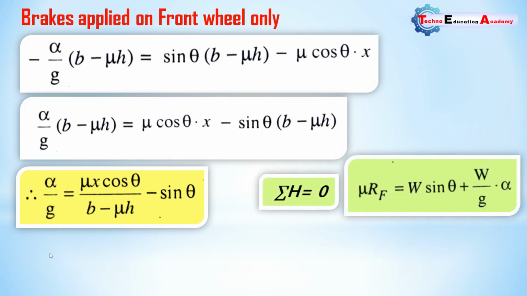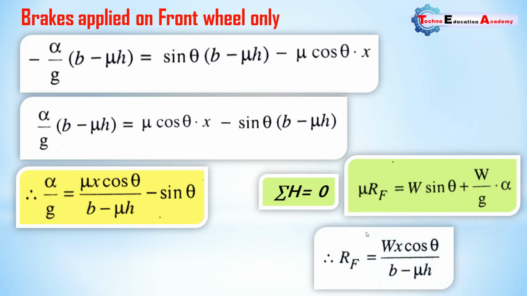Put the value of alpha by g in the equation of sigma horizontal equal to 0. We are getting this equation from sigma horizontal equal to 0 in the previous slide, mu Rf equal to W sin theta plus W by g into alpha. Here we put the value of alpha by g from this equation. So put the value of alpha by g here.